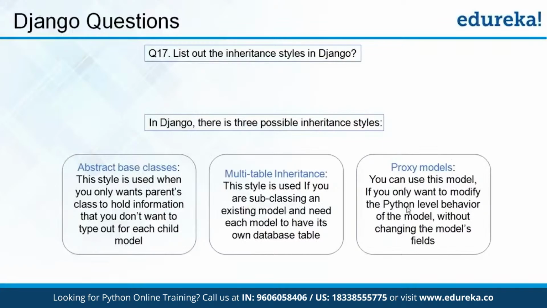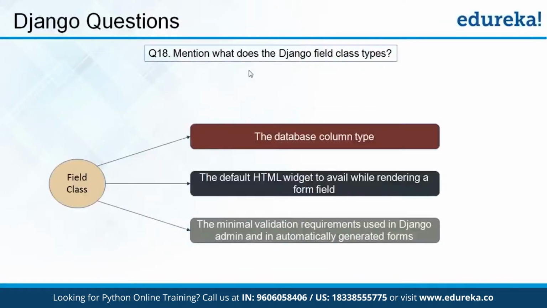By doing proxy models, you can have multiple behaviors without changing the actual behavior of the base model itself. That is where proxy models come into picture. Now, what is contained in a field class?